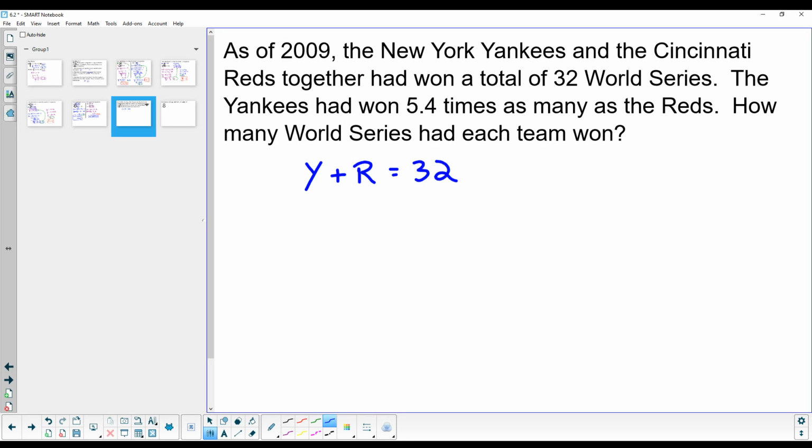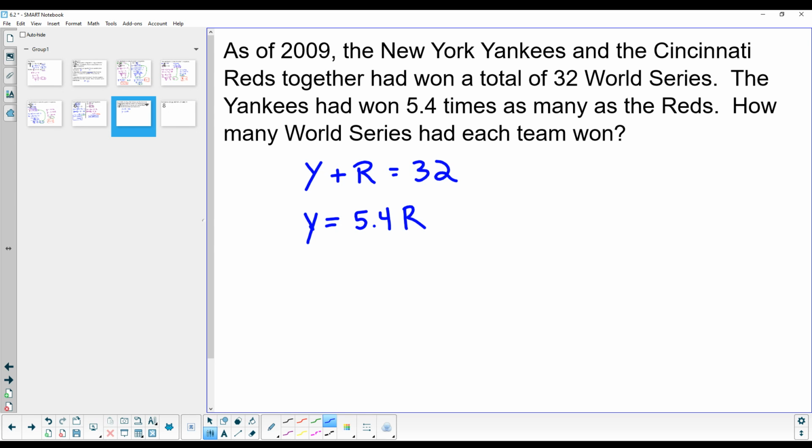Then it tells me that the Yankees won 5.4 times as many as the Reds. So the Yankees titles were equal to 5.4 times as many as the Reds, which is basically just times R. So then they want to know how many World Series had each team won.